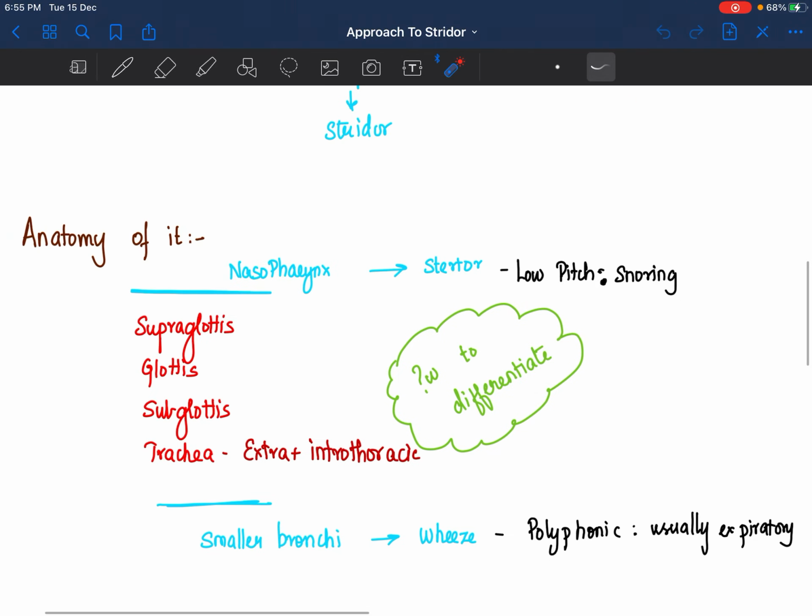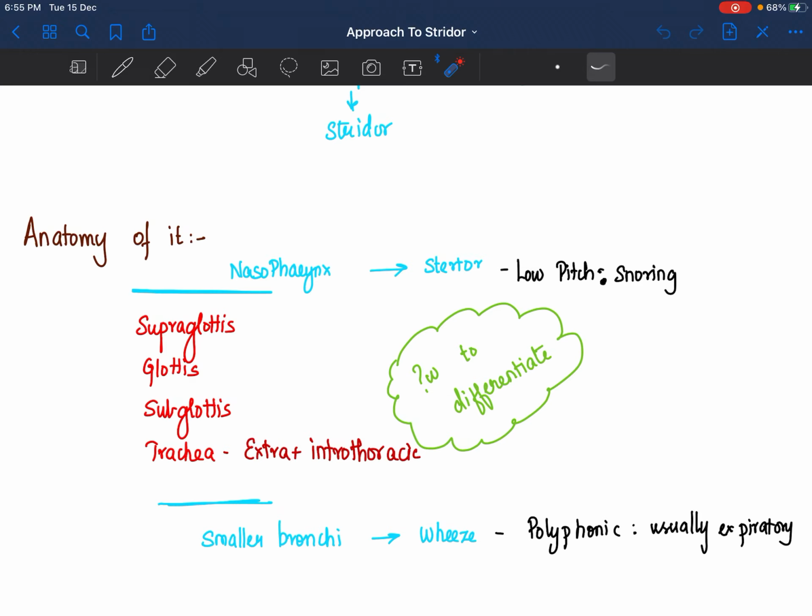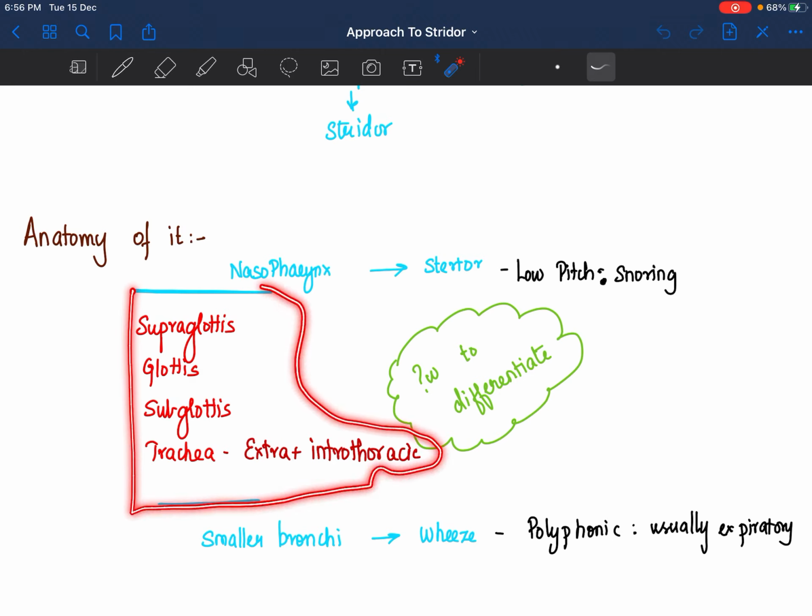The anatomy of it, almost all of us know. The airway starts from the nose and ends in the alveoli. So from the nose, then you have your tongue, you have your nasopharynx, your oropharynx, then lower down you come to the supraglottis, glottis, subglottis, trachea. In the trachea again you have an extrathoracic trachea, intrathoracic trachea, you have larger bronchi, then smaller bronchi and bronchioles, and so on and so forth. We are more worried about the supraglottis to tracheal region.